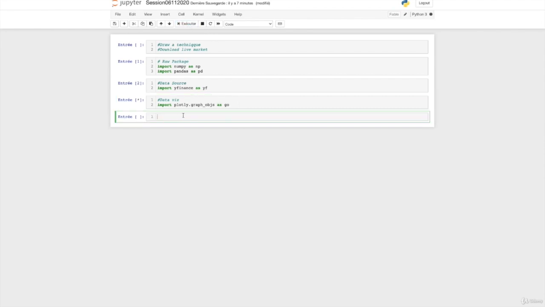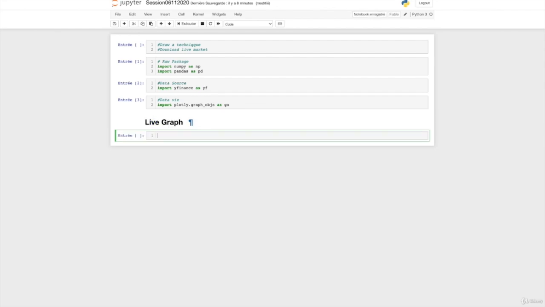Let's go. Okay, now we have imported our packages. Okay, let's put a title to the live graph that we are going to draw. Live graph. Execute. Okay. If you remember, in order to download data from Yahoo Finance, you have to type yf.download, set up the ticker, set up the period, and set up the interval.